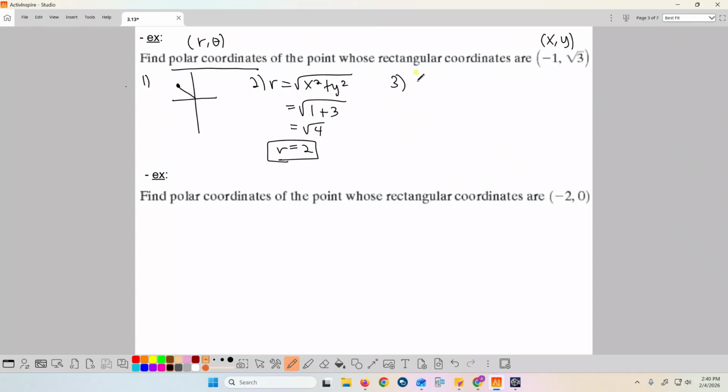So in order to find theta, that's when we get to use tangent of theta is equal to y over x, right? Okay, so, well, what is our y value? It's given to us, right? That's the square root of 3. And then x is, well, it's negative 1. Okay, so you may or may not remember this, but basically we're being asked to say, hey, where is tangent negative square root of 3?